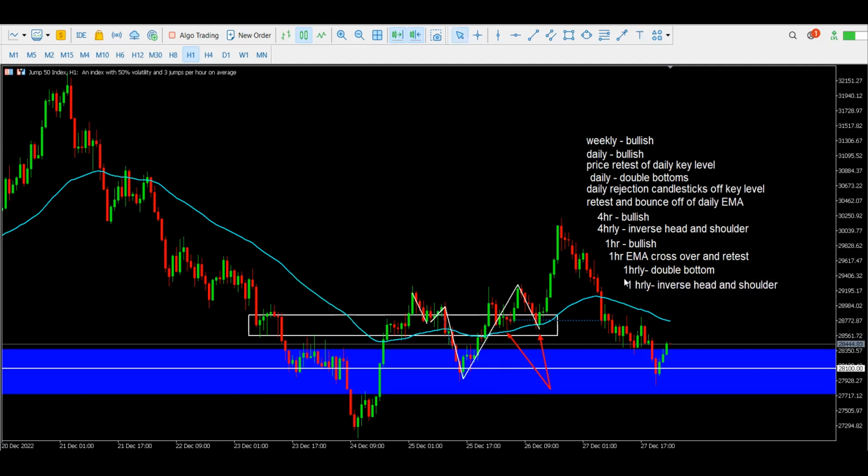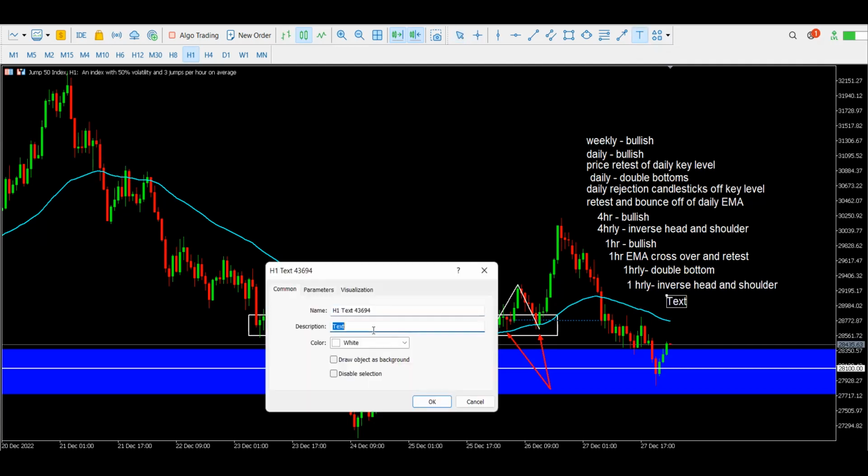And then we had ourselves the entry confirmation to go long on this. Having so many confluences already, suggesting that the buy trade on this was a no-brainer. We had lastly a 1-hourly bullish engulfing.